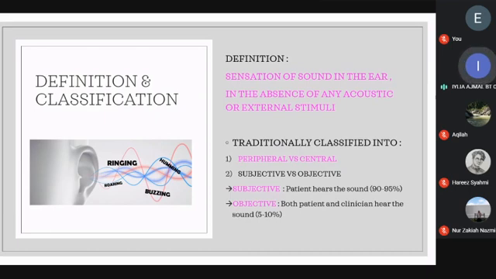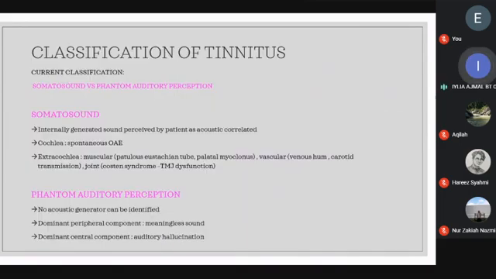So traditionally, we classify into peripheral or central. Central is like in the brain, or peripheral is like in the ear. Okay, and also it is subjective or objective. Subjective is what we commonly see in patients with tinnitus. Only the patient can hear the sound. The physician, the audiologist, nobody can hear the sound. But in a small percentage, both the patient and the clinician can hear the sound. So this is the new current classification of tinnitus. Okay, they classify it to somato sound or phantom auditory perception.